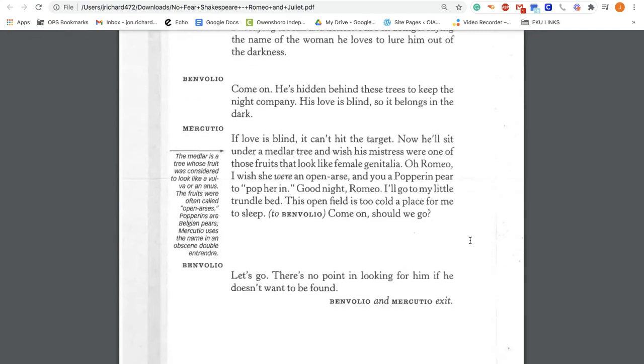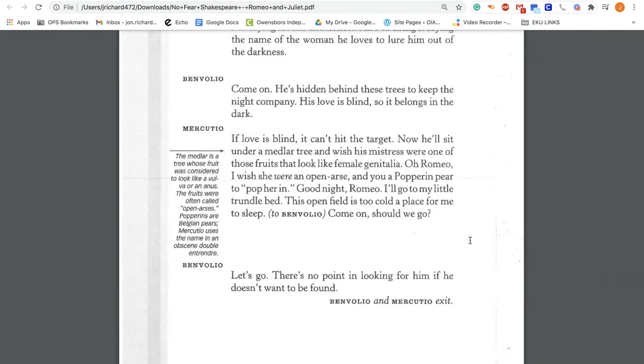If love is blind, it can't hit the target. Now he'll sit under a medlar tree and wish his mistress were one of those fruits that look like female genitalia. Oh, Romeo, I wish she were an open arse, and you a poperin pear to pop in. Good night, Romeo. I'll go to my little trundle bed. This open field is too cold a place for me to sleep. Benvolio, come on, should we go? Let's go. There's no point in looking for him if he doesn't want to be found.